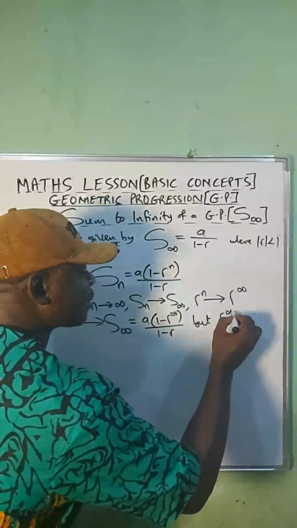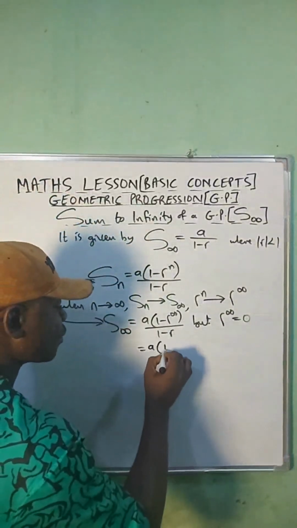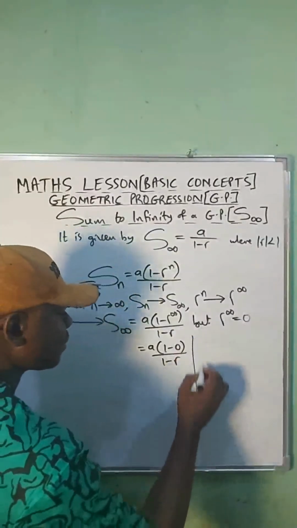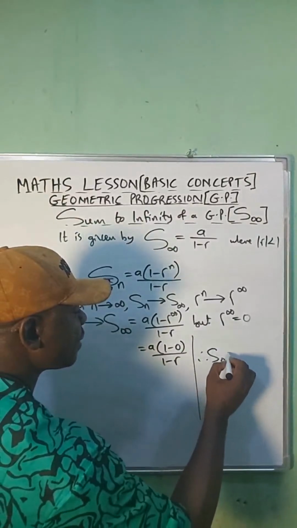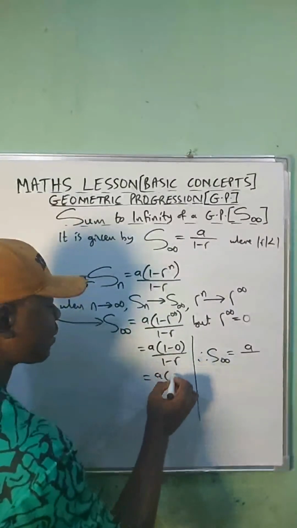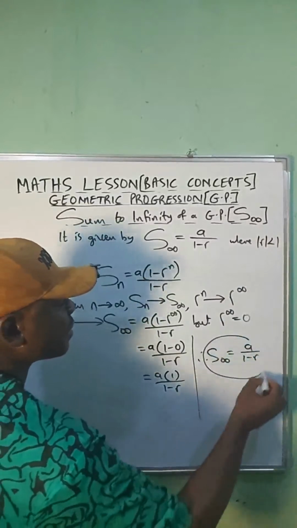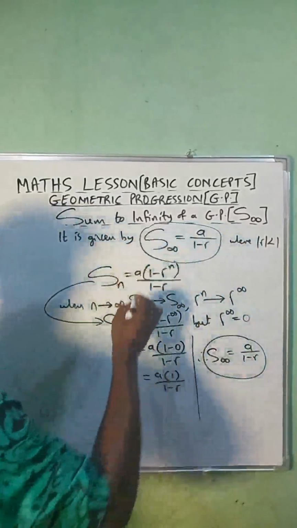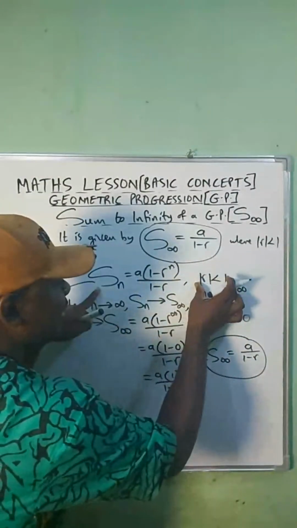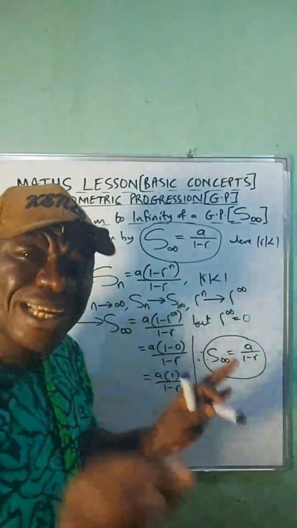But anything raised to the power infinity is 0. So this will give us a into 1 minus 0 all over 1 minus r. Therefore, sum to infinity will be a into 1 minus 0, which is 1, all over 1 minus r. So this is the same as the formula we had, and for this to occur, our common ratio must be less than 1. So that's why the condition is also here. For sum to infinity to occur in a geometric progression, the common ratio must be less than 1.